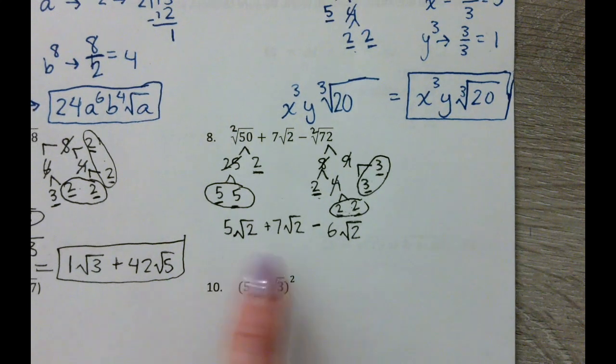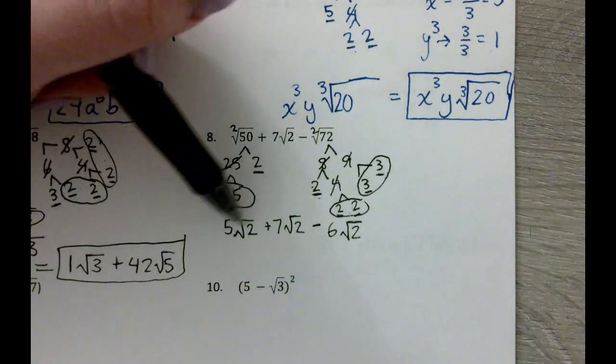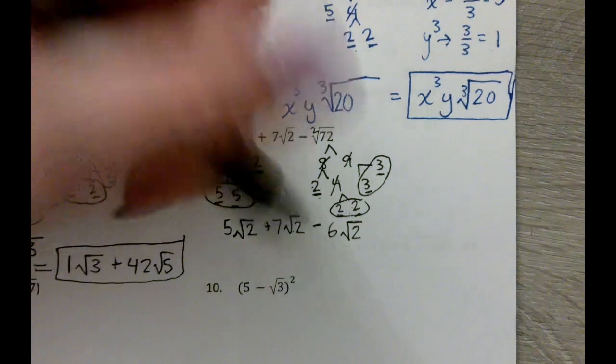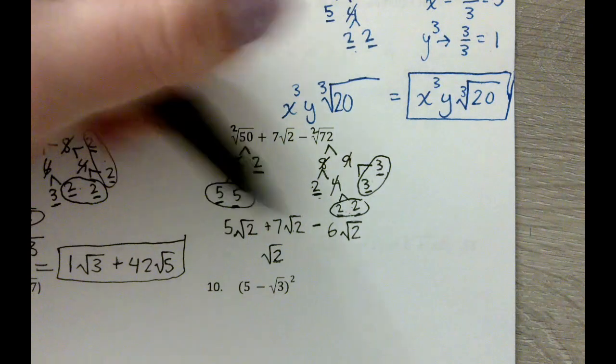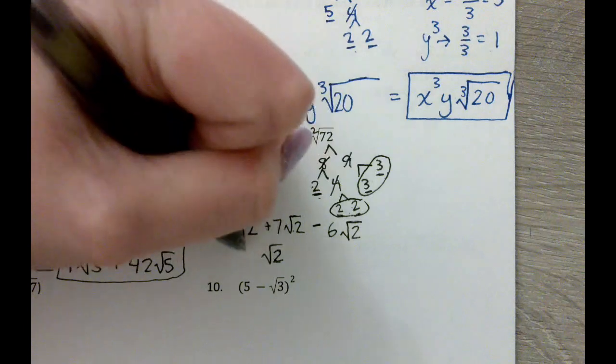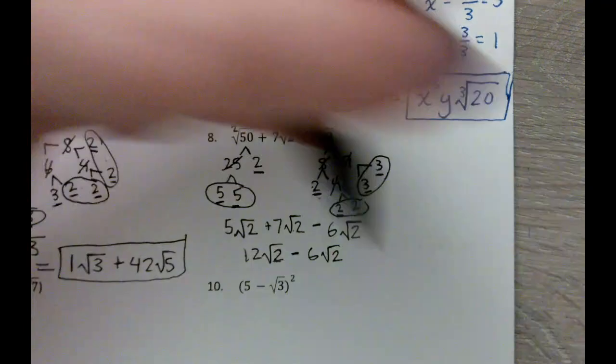So I'm going to do them 2 at a time. I'm going to start with the first 2. 5 square root of 2 plus 7 square root of 2. Remember the square root of 2, you keep it. And then you just do the math. So 5 plus 7, that's 12. I'm going to bring down minus 6 square root of 2.